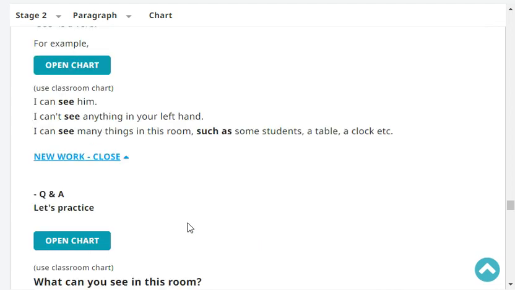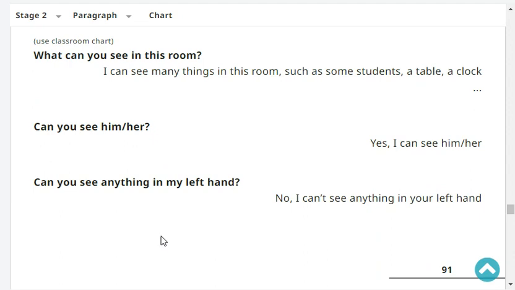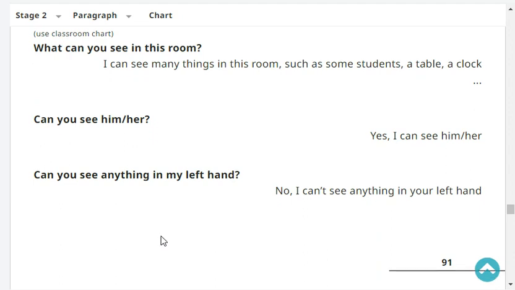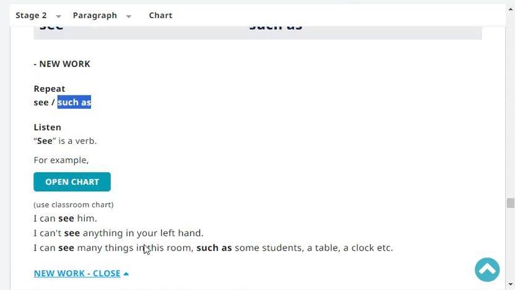Let's practice. What can you see in this room? I can see many things in that room, such as a clock, a light, some pictures, some chairs, a table, etc. Can you see him? Yes, I can see him. Very good. Can you see anything in my left hand? No, I can't see anything in your left hand. Very good.